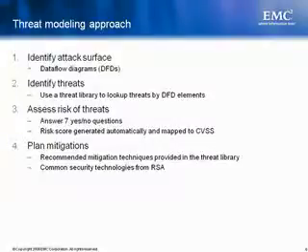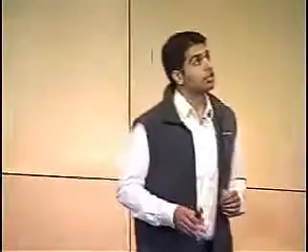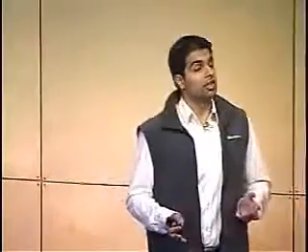This slide outlines our approach to threat modeling as it is today. It's a four-step approach. First step in threat modeling is to identify an attack surface. And this is just a simple whiteboarding exercise drawing a data flow diagram. When I say attack surface, that's a security term, but it's easy to translate that into development terms. Your attack surface is basically all the entry and exit points to a system.